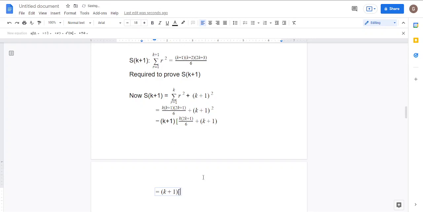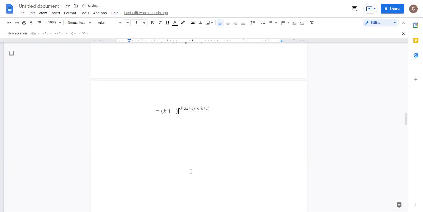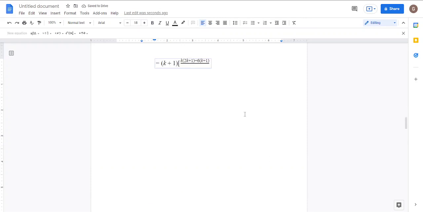So now, as I said, we're going to write this as a single fraction. So you multiply the second one by the denominator, which is 6. So that will give us a single fraction. That would be k times 2k plus 1 plus 6 times the k plus 1 that we had before, all over 6. Alright, so what we basically do is simplify the numerator.